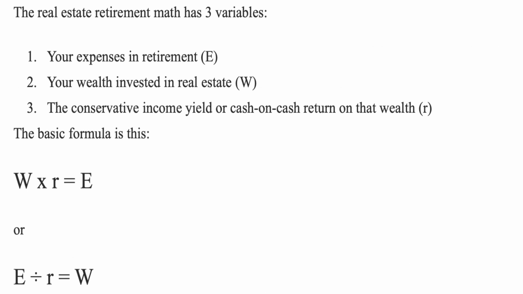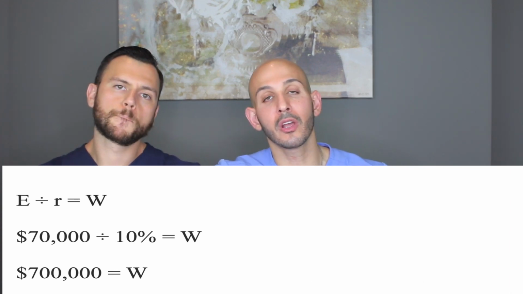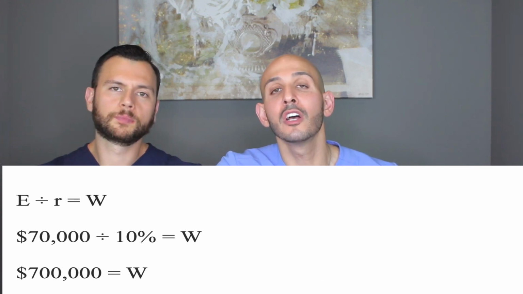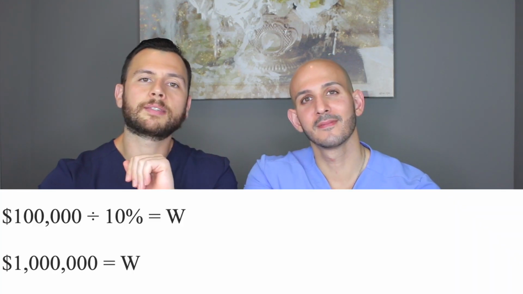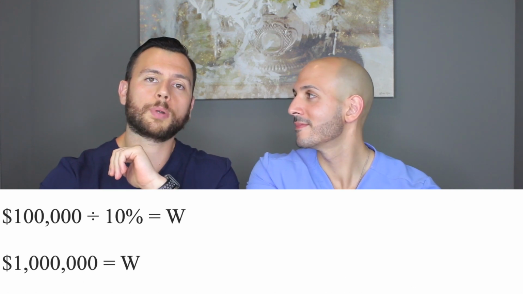I know it sounds confusing, but let us explain how that works. Let's play around with that formula. Let's assume that your expenses in retirement equate to $70,000 a year. And let's say that you're finding properties that will provide you a 10% cash-on-cash return, which means that you need to put into real estate a total of $700,000 to reach your desired income in retirement. Say you want to spend a little bit more in retirement, call it $100,000 per year. The equation stays the same, and you're able to find rental properties providing you with a 10% cash-on-cash return. Now, you just have to invest $1 million into your rental properties instead of $700,000. The equation does not change.